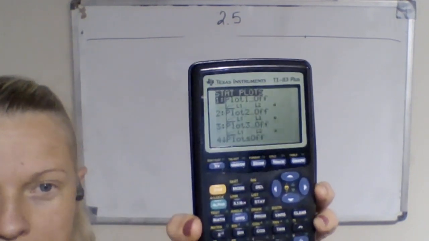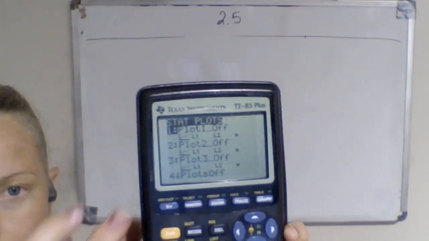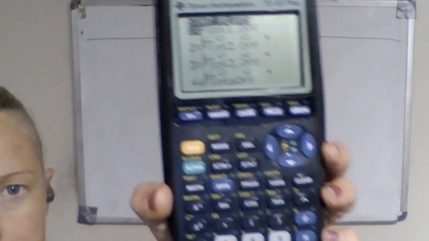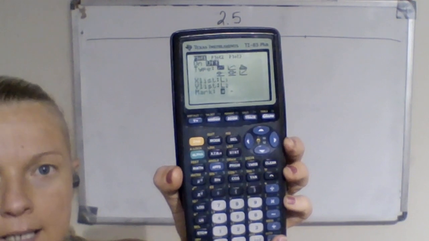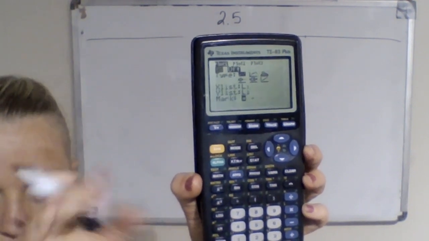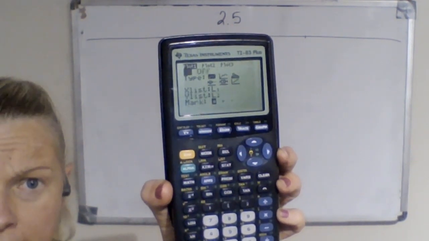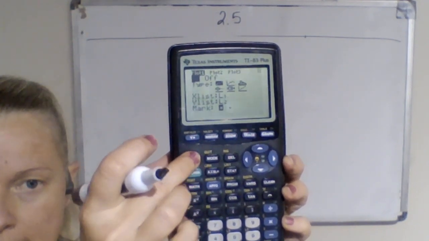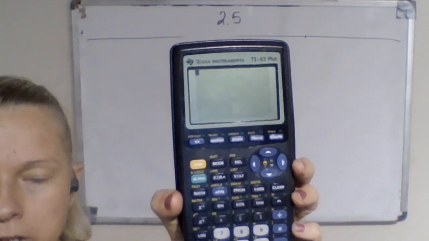Second, Y. And my plot right now is off. If you look, plot 1, off, right? So I'm going to hit enter. Here we go. And my little blinking dot is on. I'm going to hit enter again to move it. I am now turning it on, so I'm going to go second, quit, and I'm good to go.